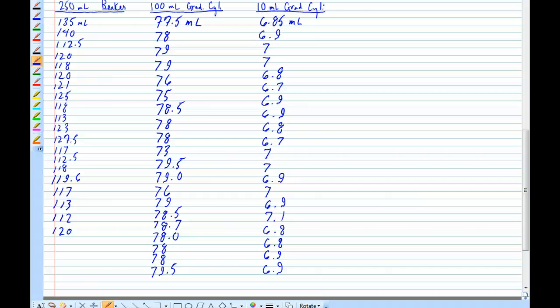Okay, so what we have here is a list of readings, volume measurements that you all made on the same 250-milliliter beaker, the same 100-milliliter graduated cylinder, and the same 10-milliliter graduated cylinder. Now, here's my question for you. Let's look at the beaker first of all. My question is, how much water is in that beaker?